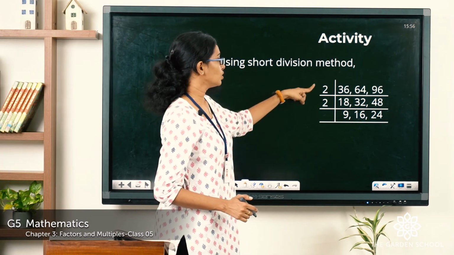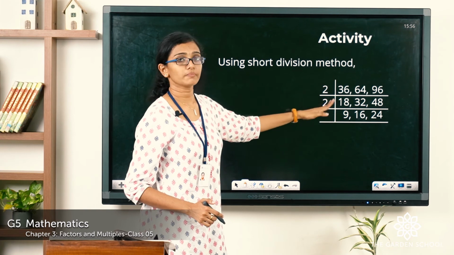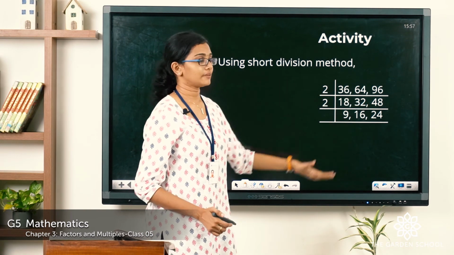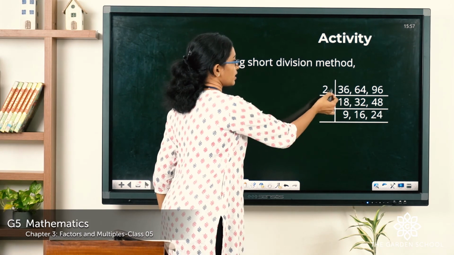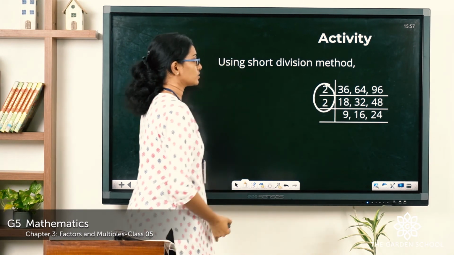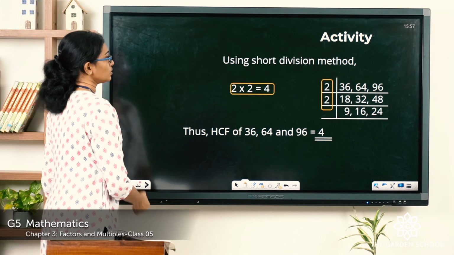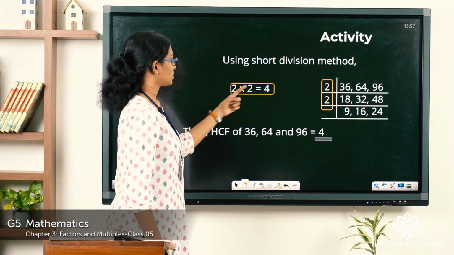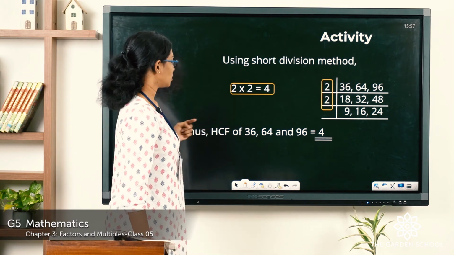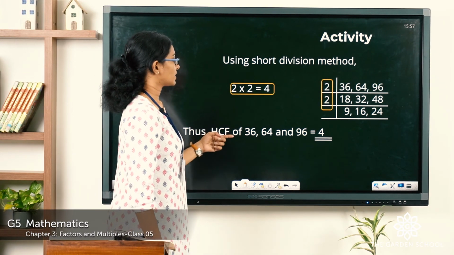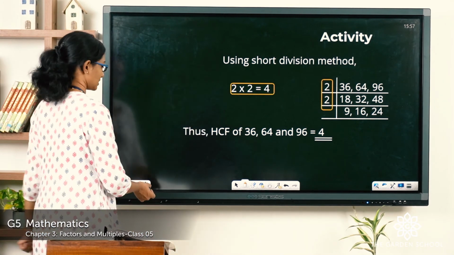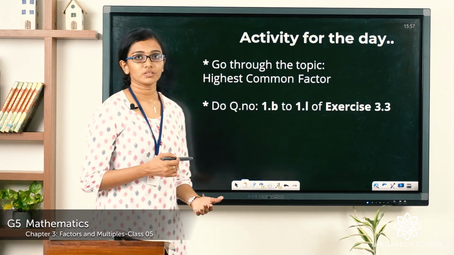Now, what do you do? You have to take all the common prime factors which could divide all the numbers completely. So, here you have 2 and 2. You take those 2's and you multiply them. 2 into 2, multiplying them together gives you 4. So, that is the HCF of 36, 64 and 96 by short division method. So, I hope this was clear to you.